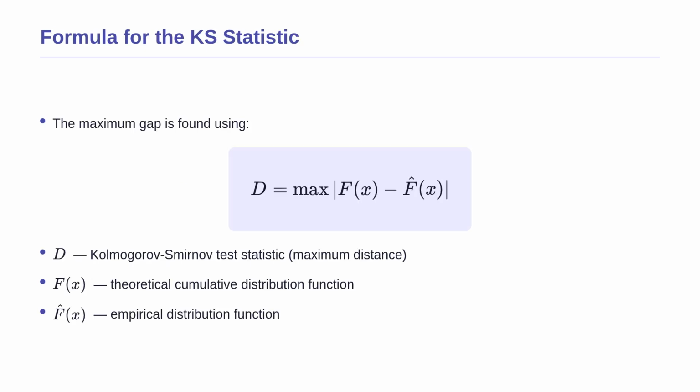This brings us to the formula for the test statistic itself. In this equation, D is the Kolmogorov-Smirnov test statistic, representing that maximum distance. The function F of x is the theoretical cumulative distribution function, which tells us the expected probability. The function F hat of x is our empirical distribution function, representing the actual observed probability. The vertical bars mean we take the absolute value, so we only care about the size of the gap, not the direction. If D is larger than a specific critical value, we conclude our data does not fit the theoretical model.